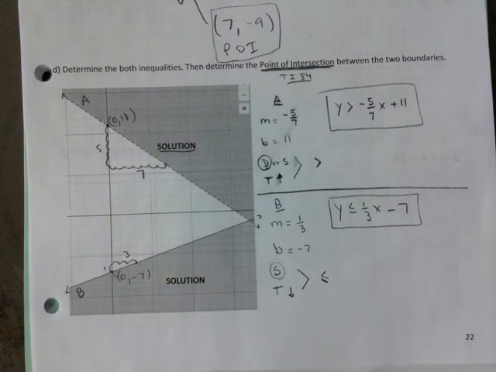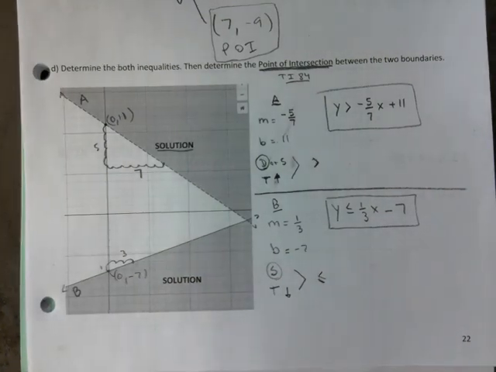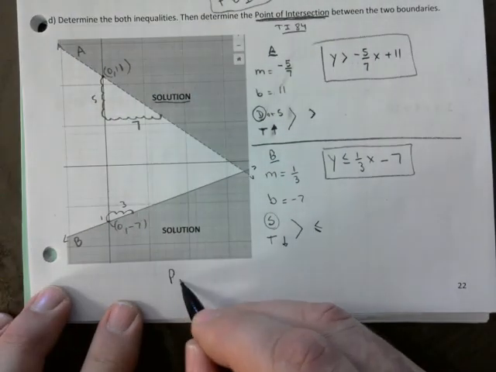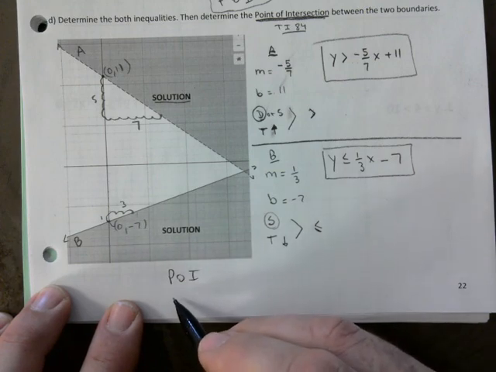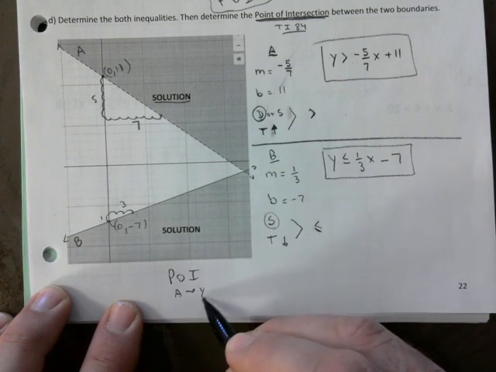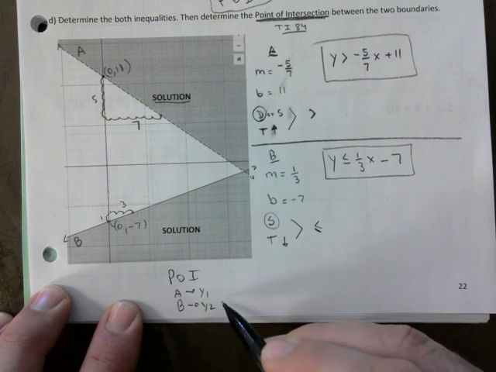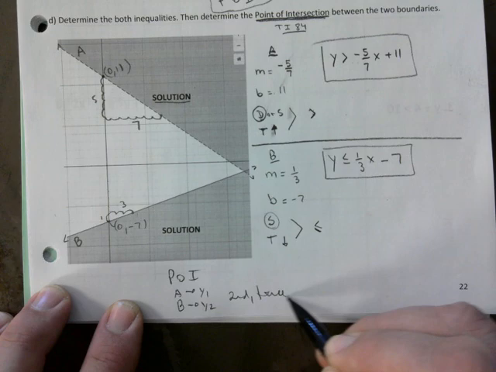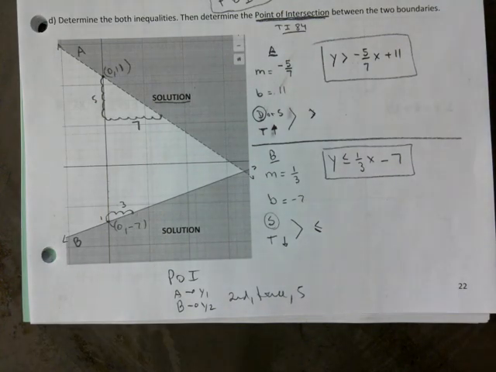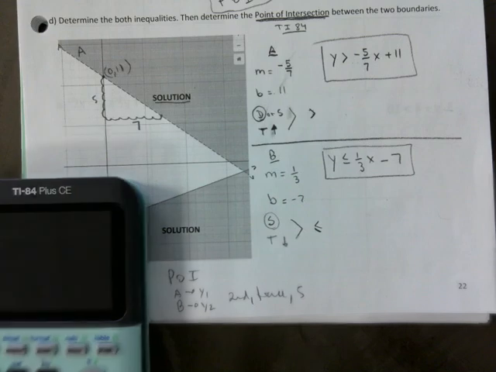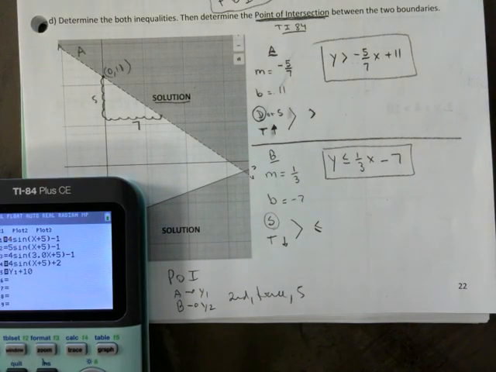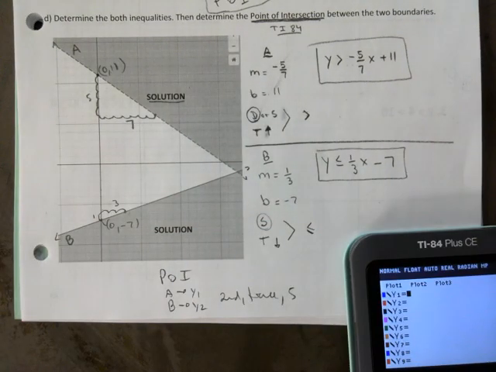So I give you a bunch of these to practice, guys. So you've got to make sure you practice that. A POI, right? The A we'll put into y1, B we put into y2, and we go second trace 5. Let me just do this. So you've got to be careful how you enter it. -5/7.